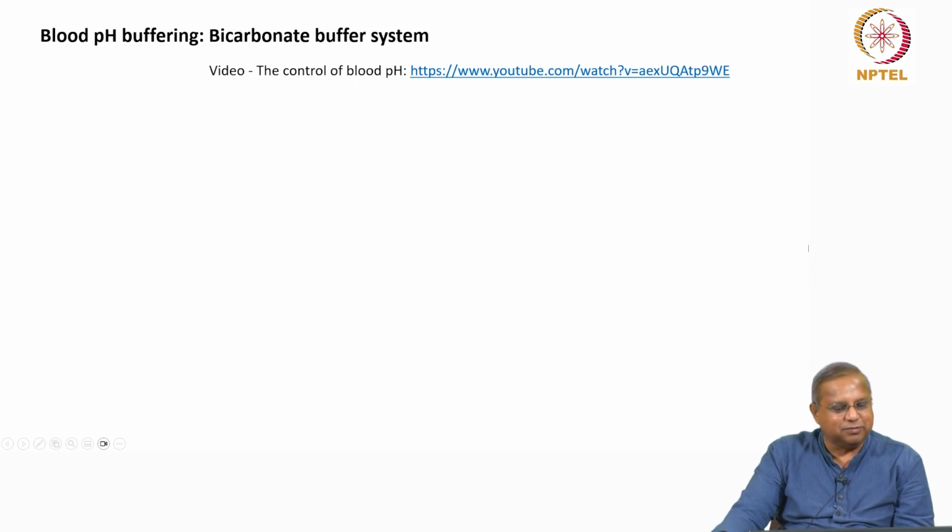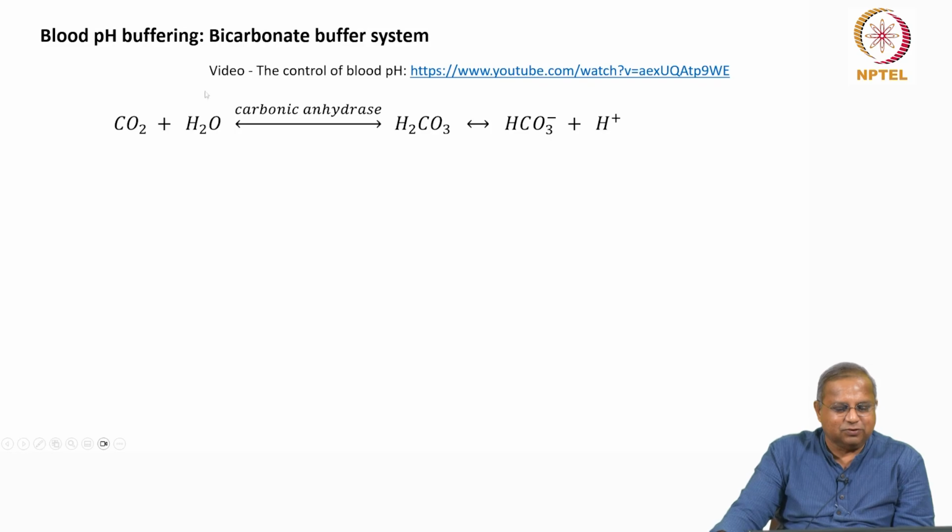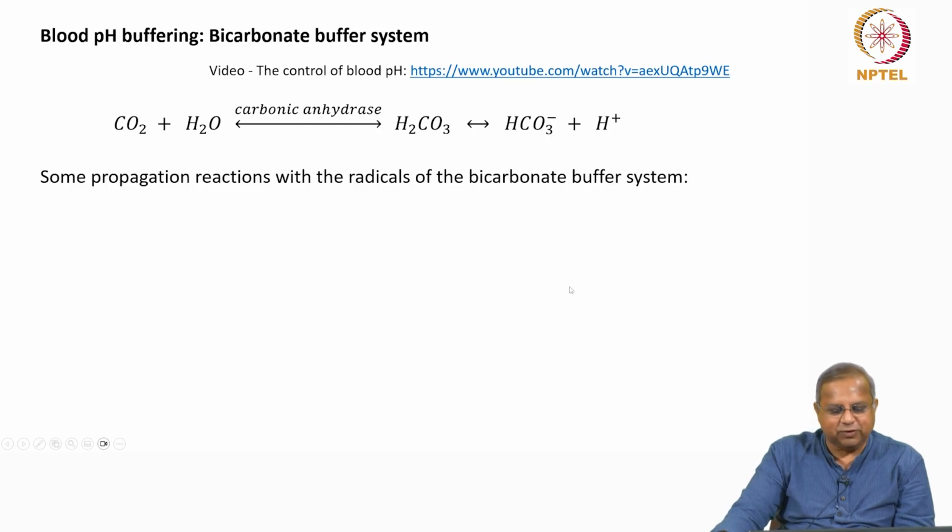Carbon dioxide plays a major role, right. So, carbon dioxide plus water, with carbonic anhydrase, gives you H2CO3, which is in balance with HCO3 minus and H plus, which essentially is the play for the pH buffering. Some propagation reactions with the radicals of the bicarbonate buffer system are what we are going to look at, and it involves a radical which is very important, but you may not have heard of.